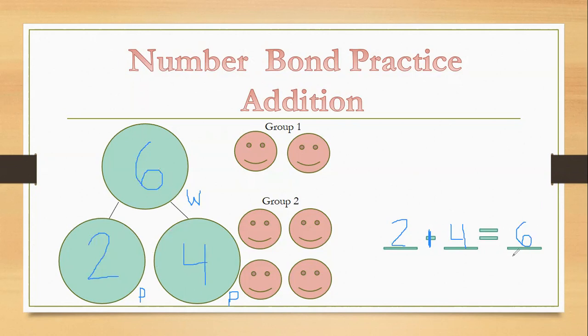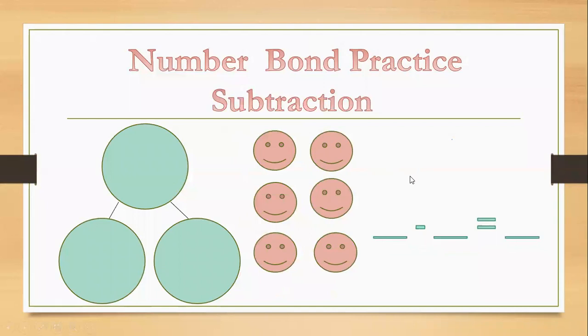The total will always go by itself, just like the number bond. So the 6 is by itself over here because that is our total. We have 2 plus 4 equals 6 of our total. Okay, guys, great job. So that is addition. We're going to go over to subtraction and review where we put our numbers for subtraction.